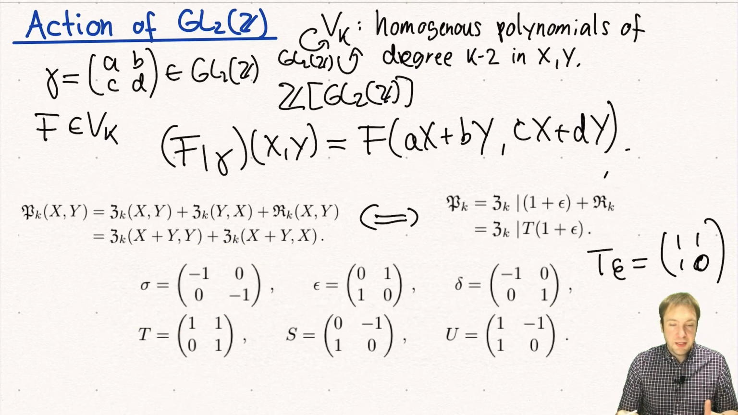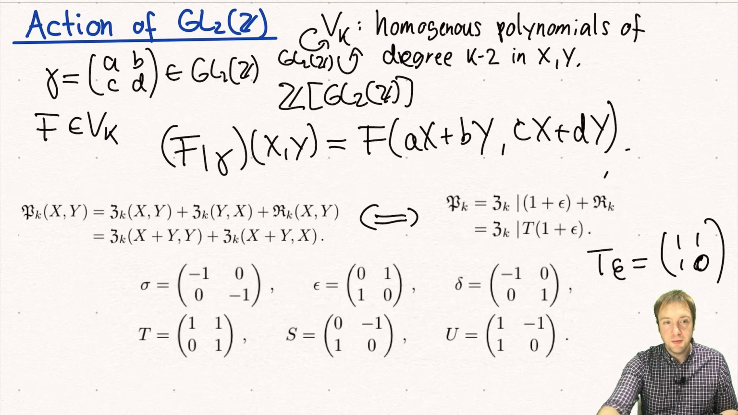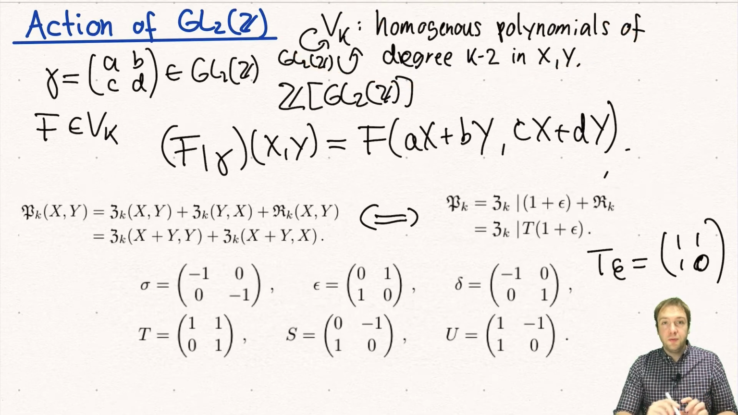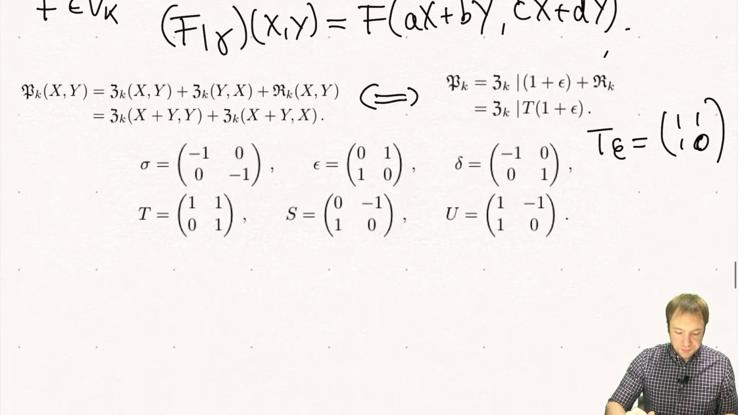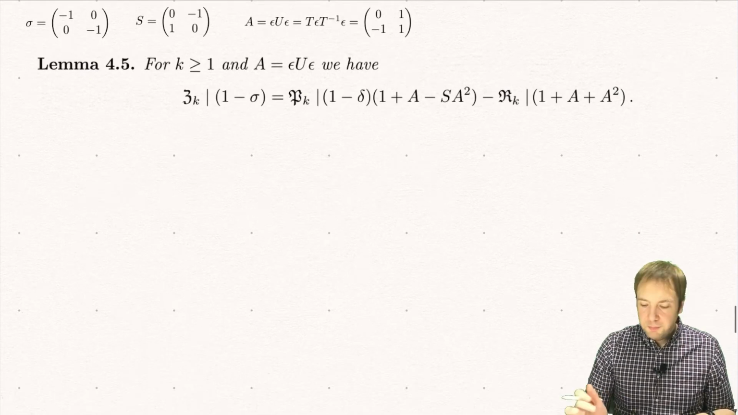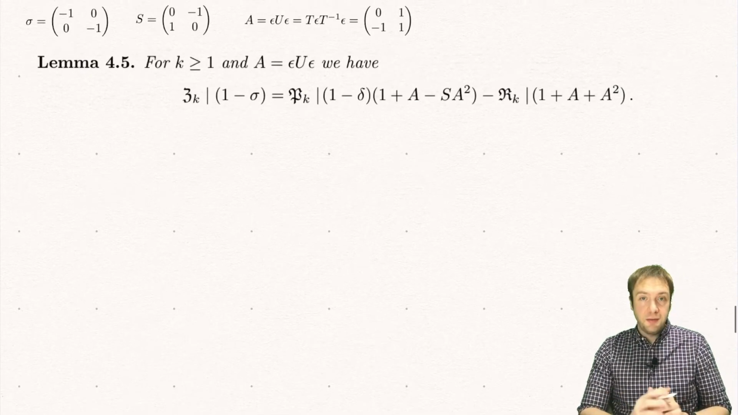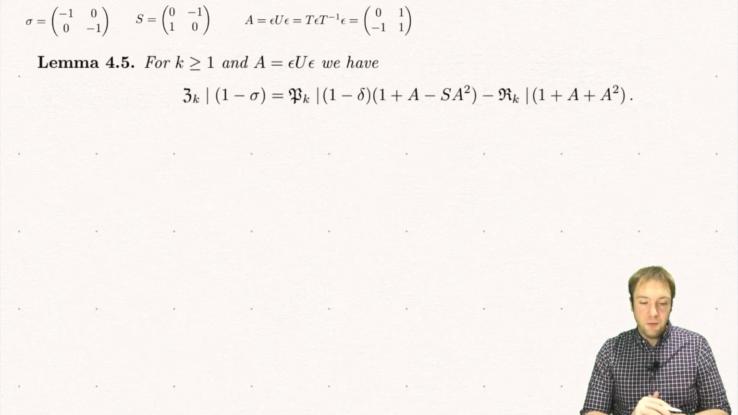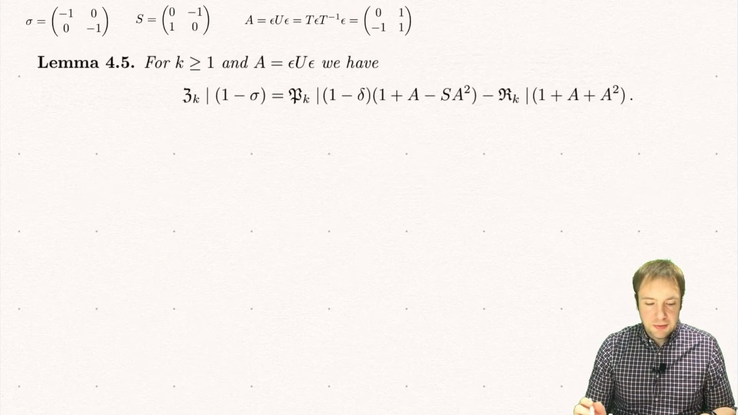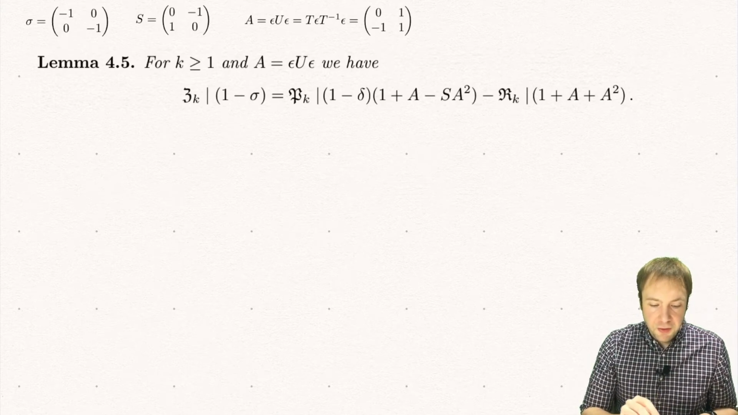Okay, so now we have this action of GL to Z on this space of polynomials, and with this we now want to prove a lemma which gives the relation among these elements in this formal double zeta space. And maybe on the first sight this lemma looks a little bit complicated, but we will see that this actually gives a really nice statement for this formal double zeta space, and then also for the real objects given by double zeta values. So the statement of the lemma is the following.